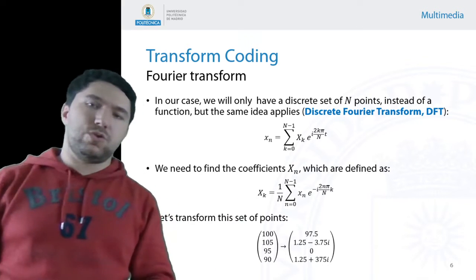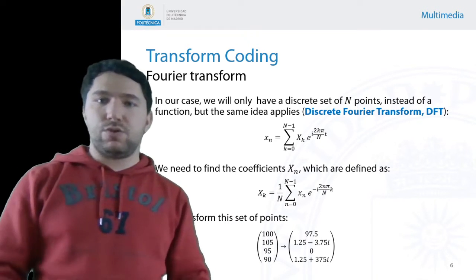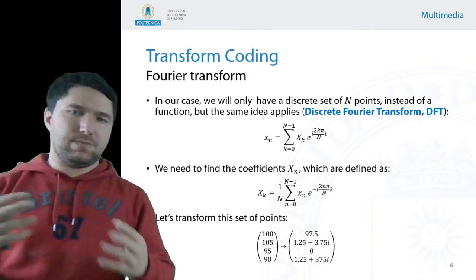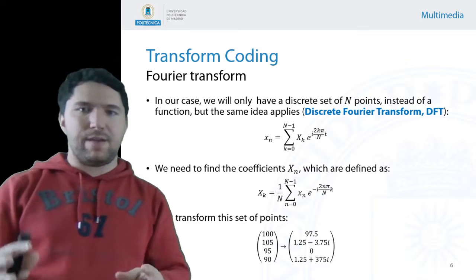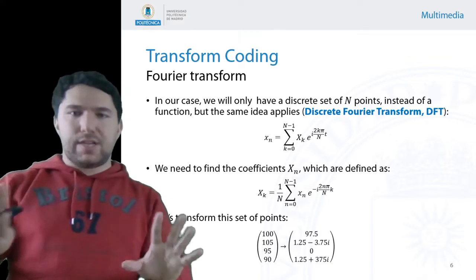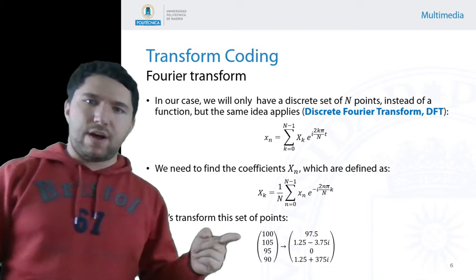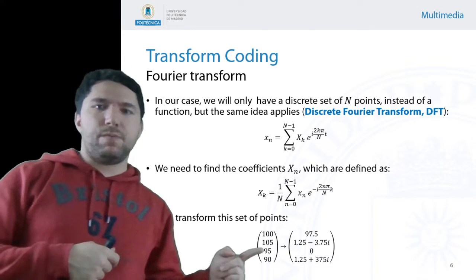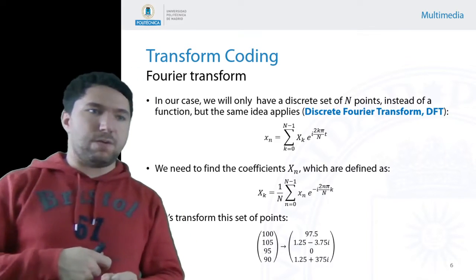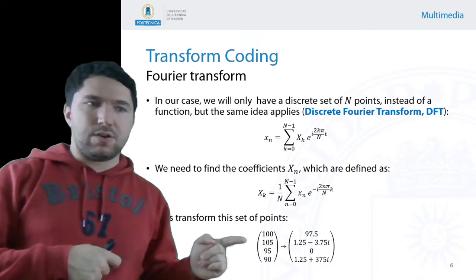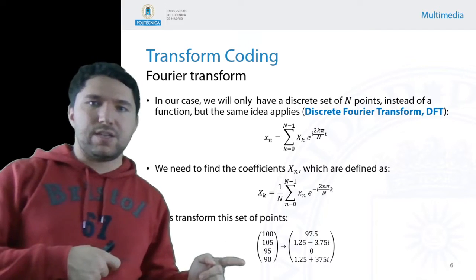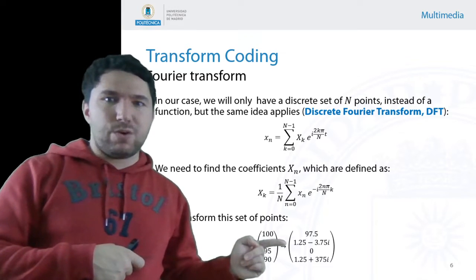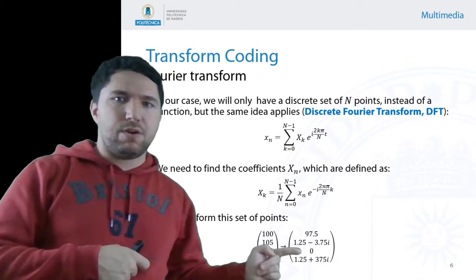It's just to replace the values in this formula. You don't have to learn these formulas, and you don't need to calculate them by hand or whatever, okay? But just as an example, we have here a set of 4 points, maybe pixels, which are transformed using the discrete Fourier transform. So you see that 100, 105, 95, and 90 are transformed into, the first value is 97.5, then we have a complex value, and here in the middle, a 0.